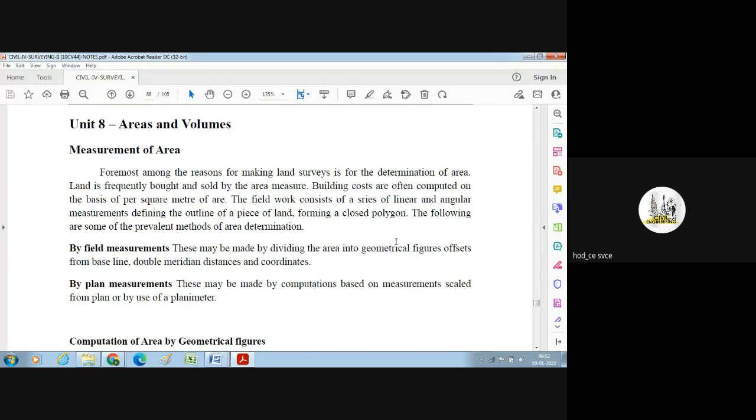Before we split or divide into any geometrical figures, we should know the baseline, which you have done in your chain surveying. So what is the baseline? By using the chain survey, you are going to calculate the area. That means you know the offset distances, the offset points.